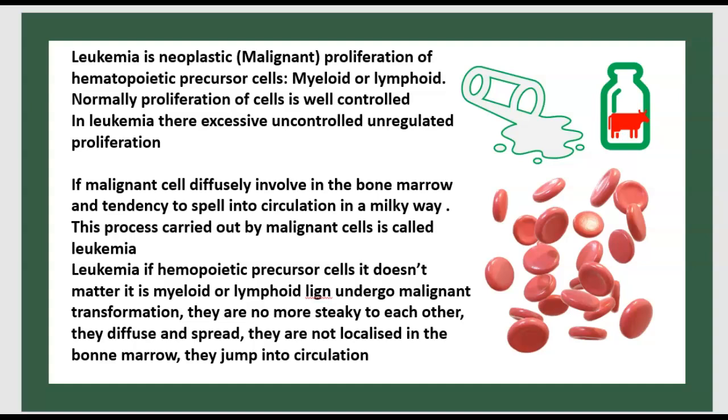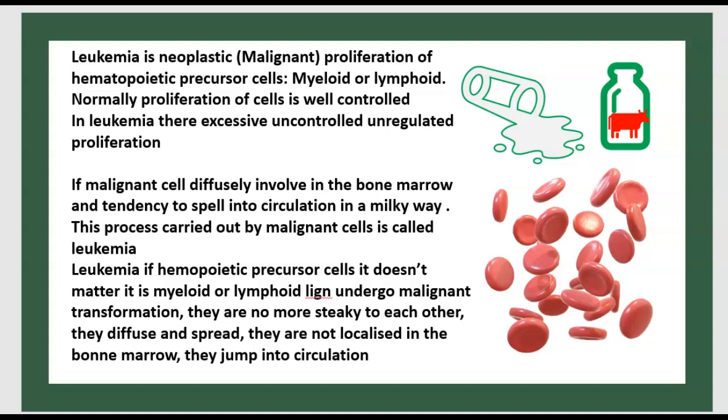Leukemia is a neoplastic malignant proliferation of hematopoietic precursor cells, myeloid or lymphoid. Normally, proliferation of cells is well controlled. In leukemia, there is excessive, uncontrolled, unregulated proliferation. If malignant cells diffusely involve the bone marrow and tend to spill into circulation in a milky way, this process carried out by malignant cells is called leukemia.